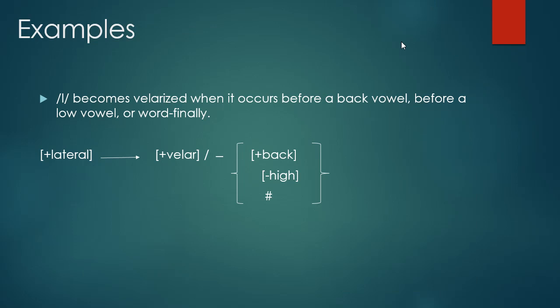So let's see the first representation of the rule that we already saw at the beginning of this presentation, right? The velarization rule. How do we represent that using symbols? It says L becomes velarized when it occurs before a back vowel, before a low vowel, or word finally. So how do you represent the feature specification of the L sound?